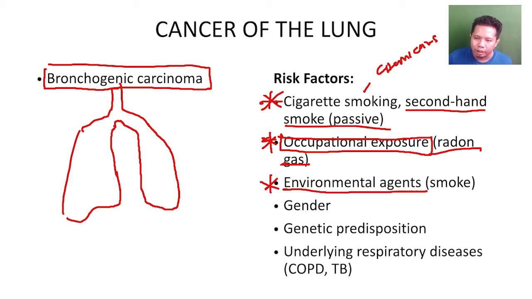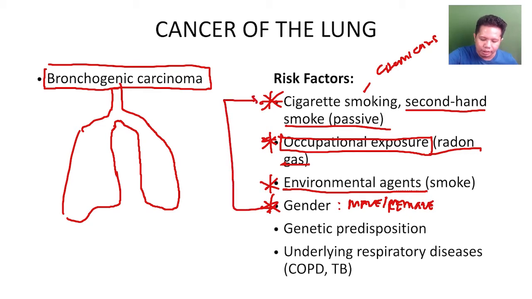Okay, and then a chemical factory wherein the fumes seep out and you regularly inhale them. Gender is also a factor. It may be more on male or female depending on the lifestyle. Usually it's connected as well to genetic predisposition and underlying respiratory disease. If you already have COPD or TB, COPD is chronic obstructive pulmonary disease, and TB is your tuberculosis. If you have underlying causes of this, you may be predisposed to having cancer.